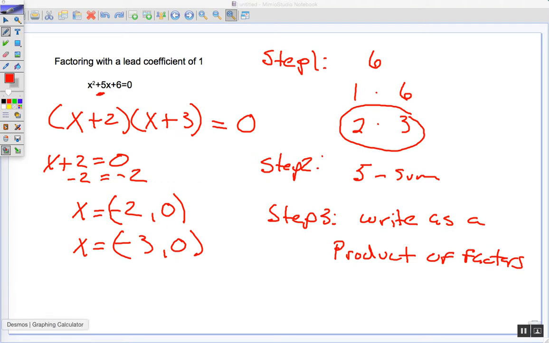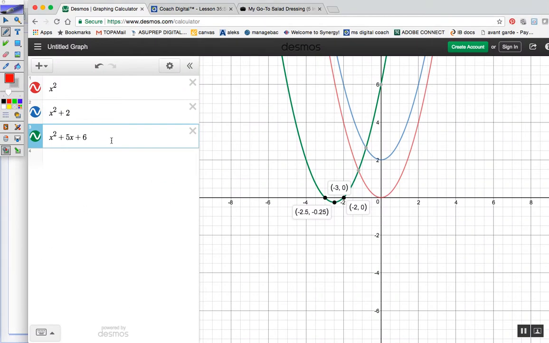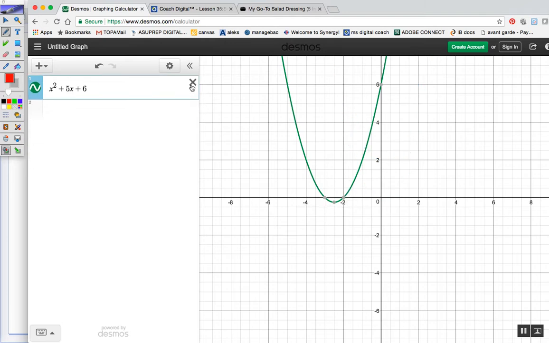Let's look at why that is. Here we have our x squared plus 5x plus 6 graphed. You can see your x-intercepts are indeed negative 2 and negative 3, and your values of y are 0. They're 0 because when your graph crosses the x-axis, your y value is always going to be 0.